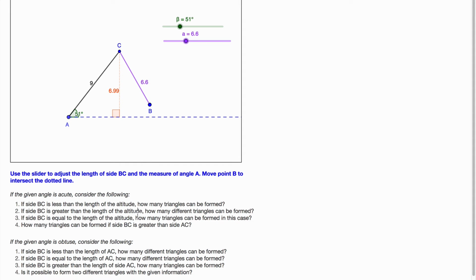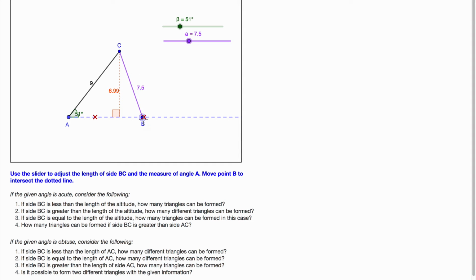What if the side BC is greater than the length of the altitude? One thing that this doesn't say here, but is important, is that it's also less than our adjacent side. How many triangles do we form? Let's make it 7.5. If this length here is 7.5, which is larger than the height and less than the adjacent side, we can see that it will intersect this side, side C, forming side AB at this point, and that gives us a closed figure and a triangle.